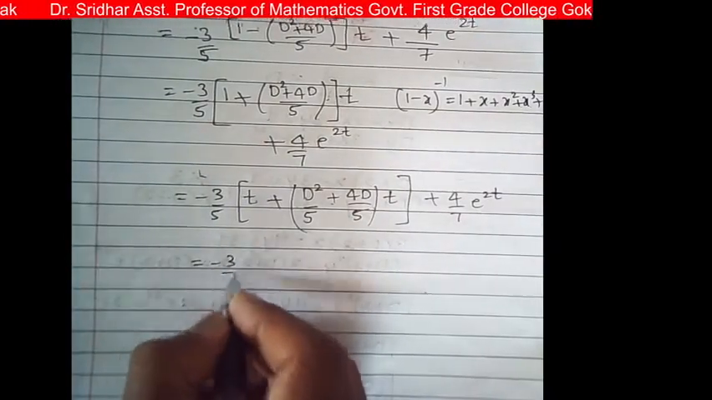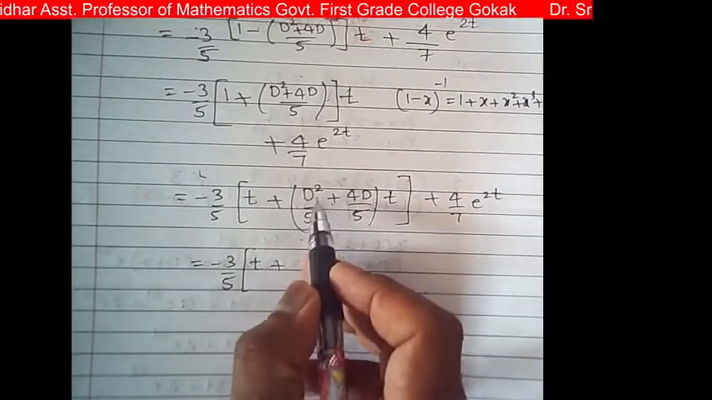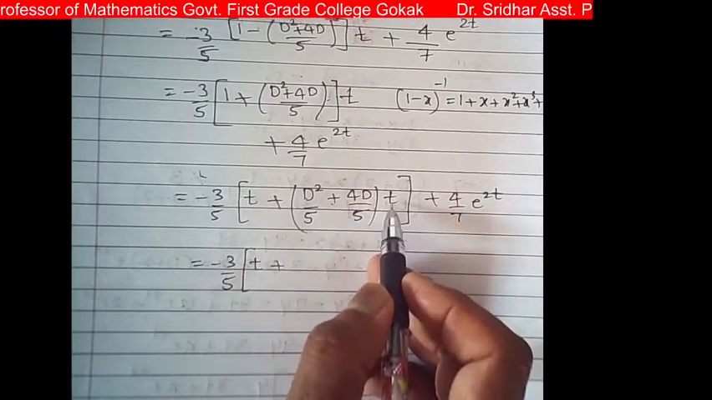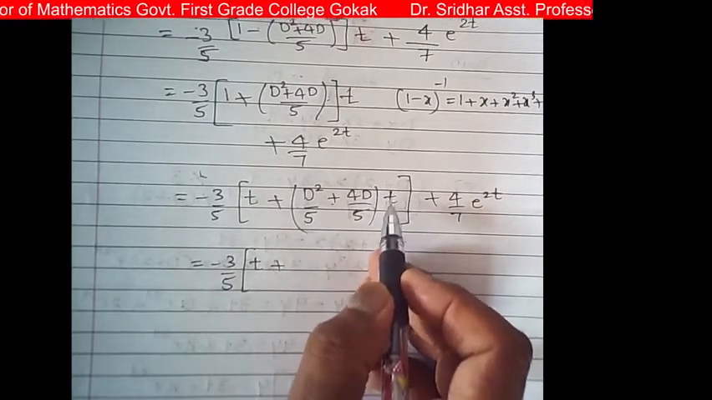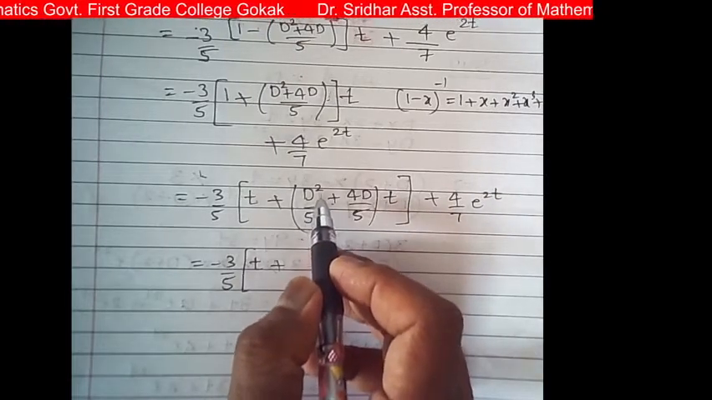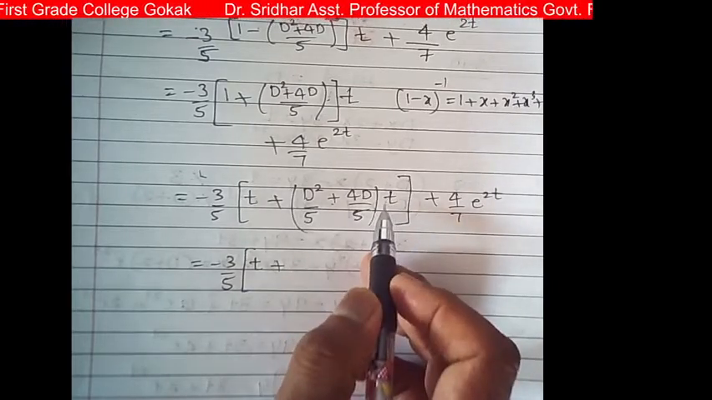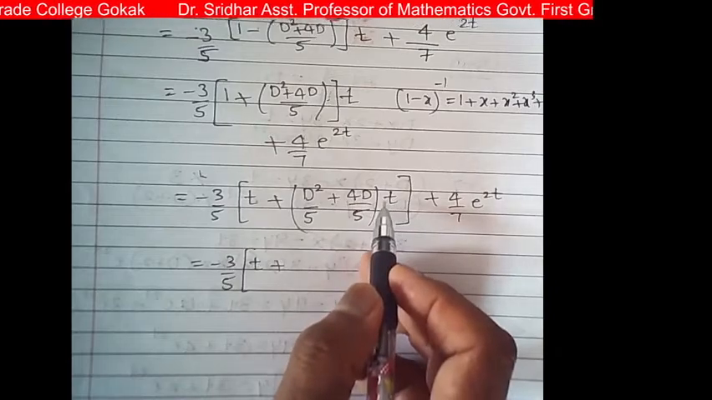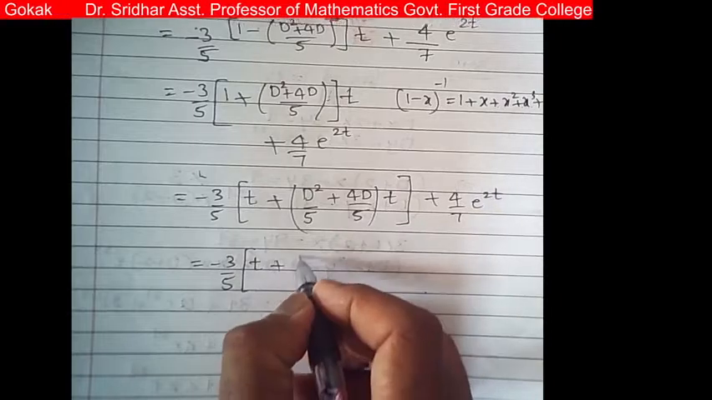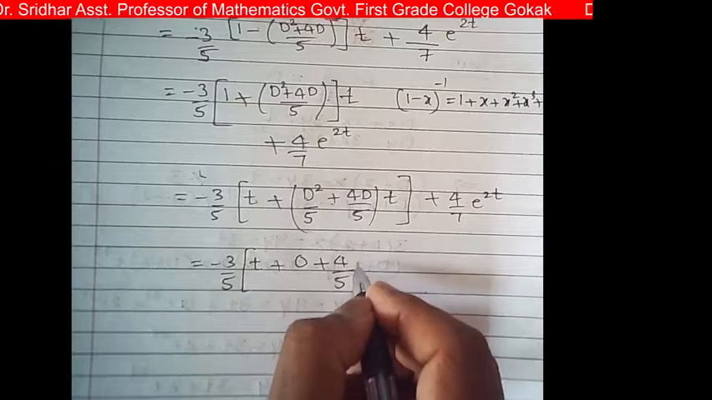Which is equal to minus 3 by 5. Now see here, D square of t, the power of this D is more than the power of t. The t has the power only 1, so the power of D is 2, which is more than the power of t, so automatically its differentiation becomes 0. If you differentiate t 2 times, you will get 0. So here the first term D square of t is equal to 0. Next, this is 4 by 5 D of t, which is equal to 1.